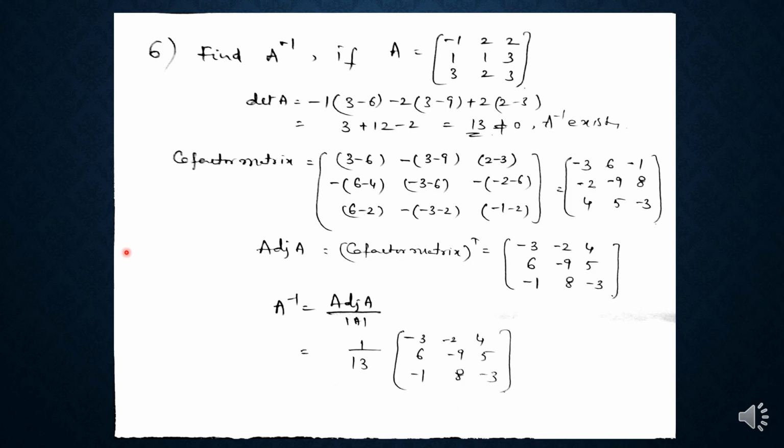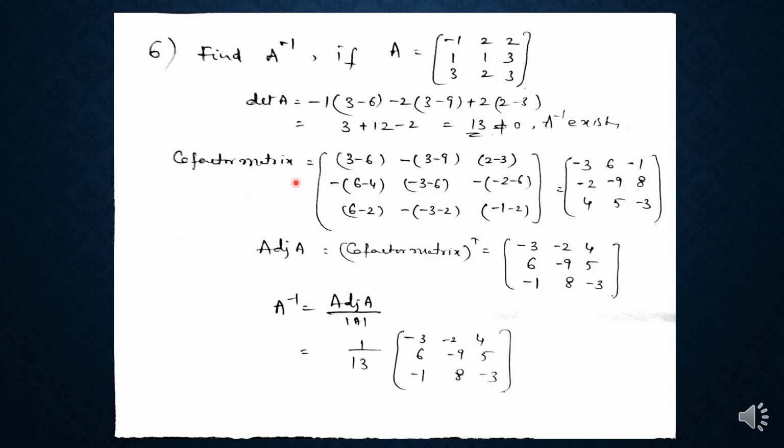So to find the inverse matrix, at first we should find det A. Det A is equal to minus 1 into (3 minus 6) minus 2 into (3 minus 9) plus 2 into (2 minus 3). So 3 minus 6 is minus 3, minus 3 into minus 1 is 3; 3 minus 9 is minus 6, into minus 2 is plus 12; 2 minus 3 is minus 1, into 2 is minus 2. So that is 12 minus 2 is 10, 10 plus 3 is 13, which is not equal to 0. So here A is a non-singular matrix, so its inverse exists.